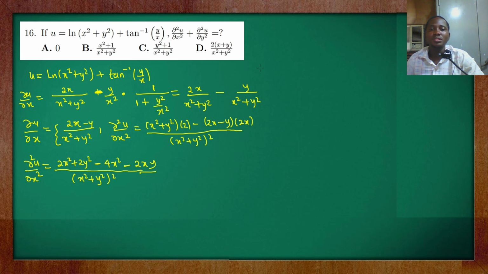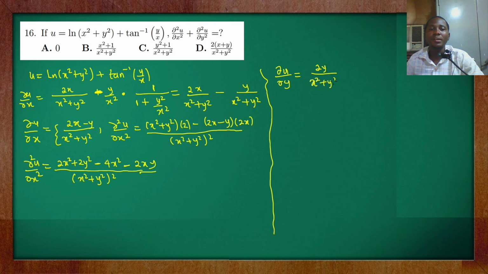So let's do the other side. Here I want to find the partial derivative of u with respect to y. Again, let's do that again. If this is our u and I want to take the partial derivative with respect to y, I differentiate what I have here partially with respect to y. This is just 2y over the function itself, that's x squared plus y squared.